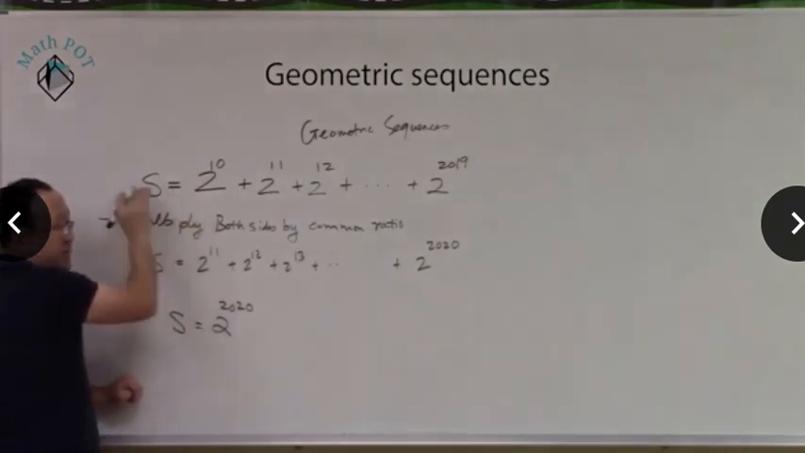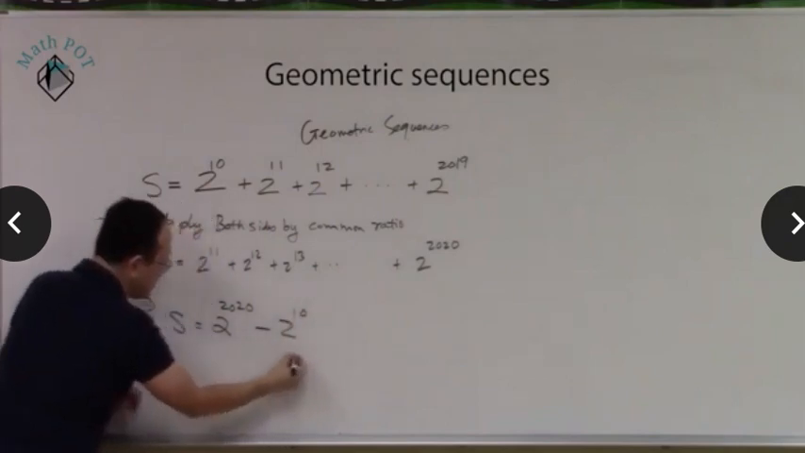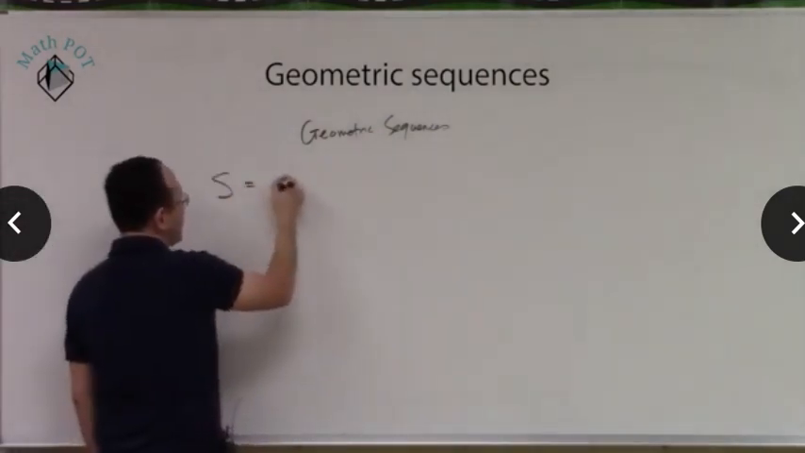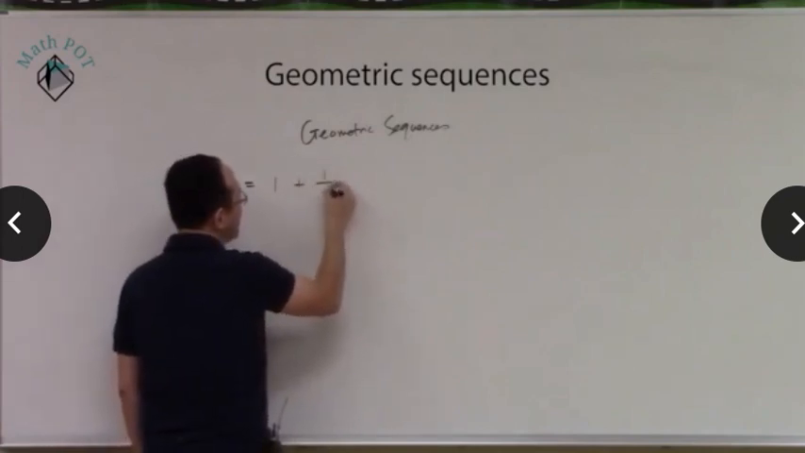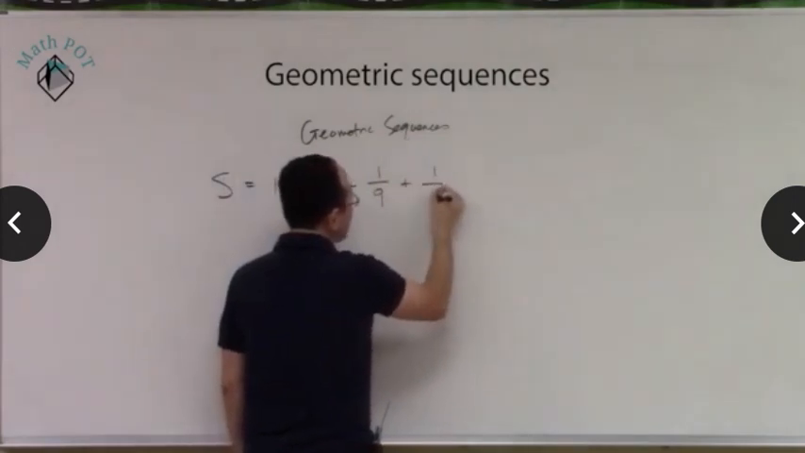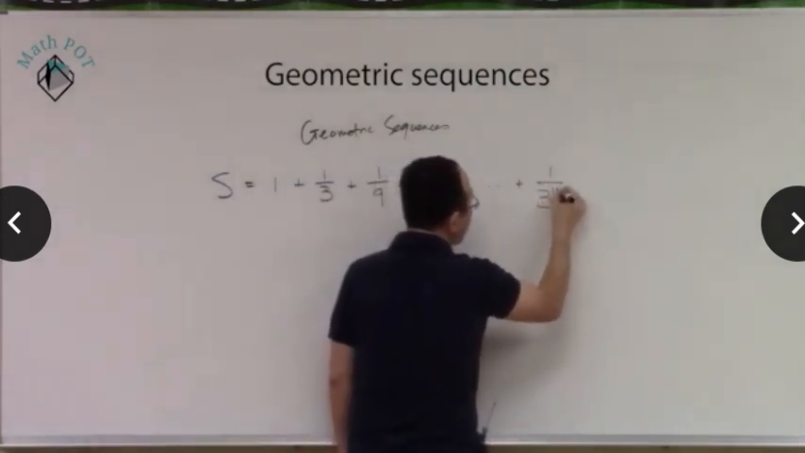This is minus, because we minus the first equation, minus 2 to the 10th power. That is the answer for this problem. So another one, I'll try to understand this one. So how about this: 1, and then plus 1 over 3, and then plus 1 over 9, and then plus 1 over 27, and then plus all the way to 1 over 3 to the 100th power.